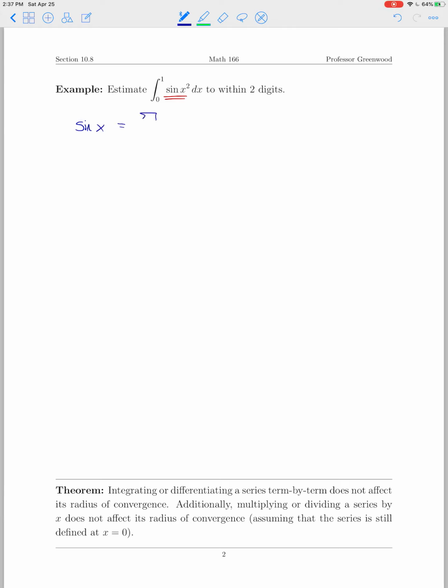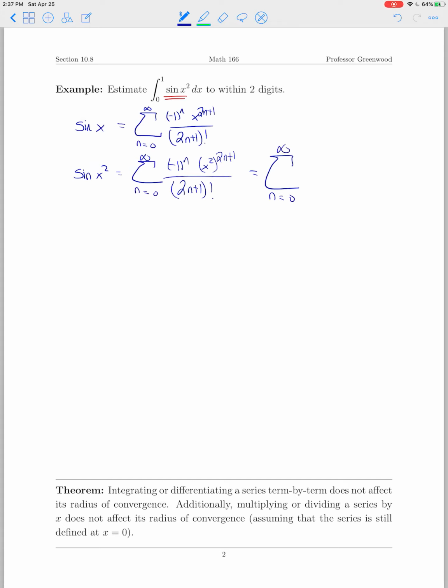And so the Taylor series for sine of x, that one was a minus 1 to the n times x to the 2n plus 1 divided by 2n plus 1 factorial, where the sum starts at n equals 0 and goes to infinity. And so now if I want to figure out what sine of x squared is, then again I'm just going to replace all of my x's in the first series with x squareds now. And so that'll be minus 1 to the n, x squared to the 2n plus 1 over 2n plus 1 factorial. And so in this case, that'll be the sum of minus 1 to the n times x to the 4n plus 2 over 2n plus 1 factorial.